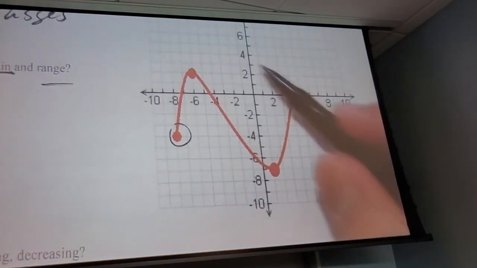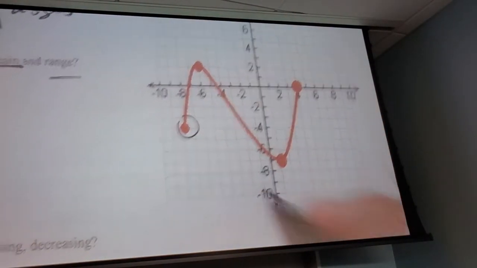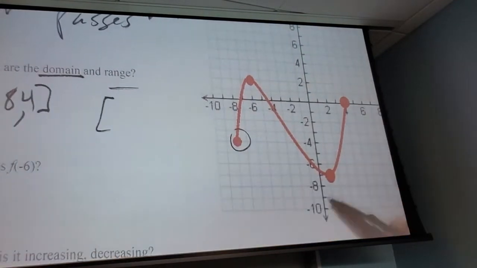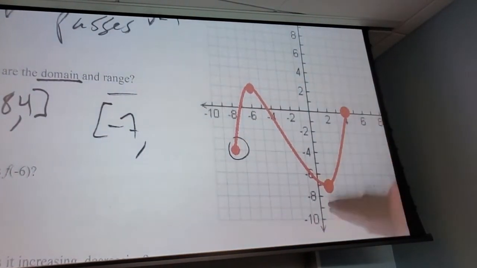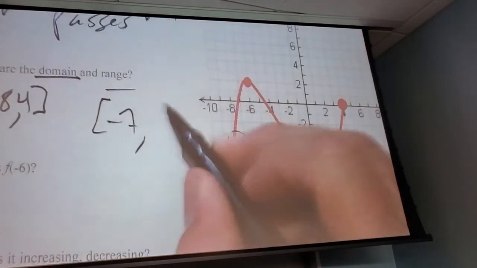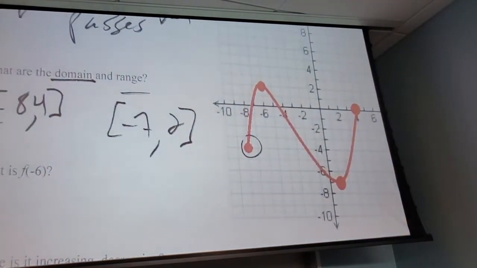Now what about the range? Same idea, just look at the y-axis. What's the smallest output that I can get? Negative 7, right? And what's the highest output I can get? 2. All right.